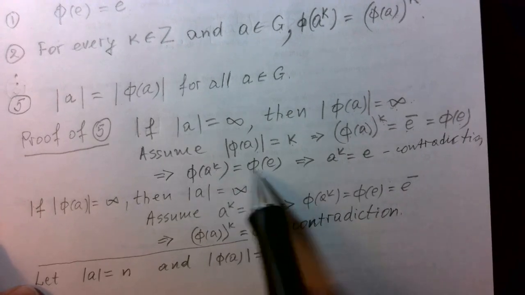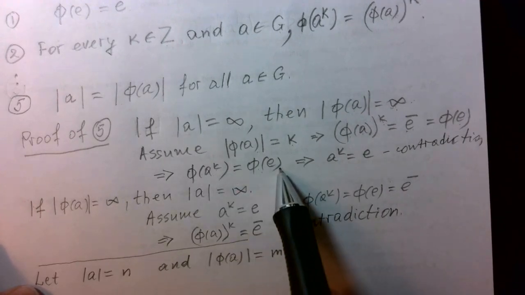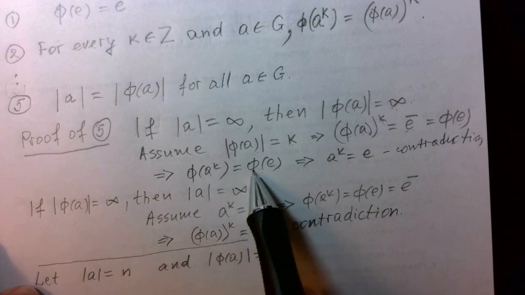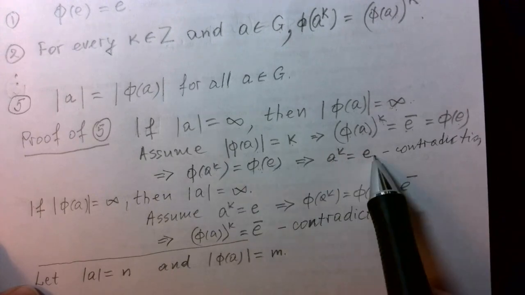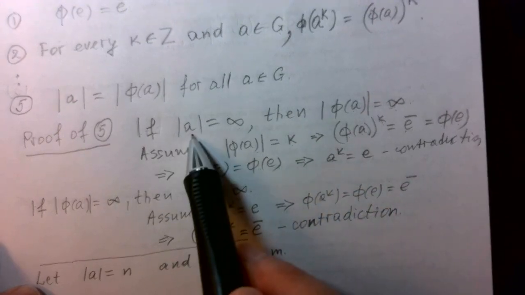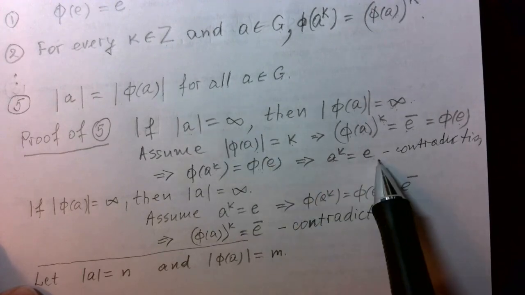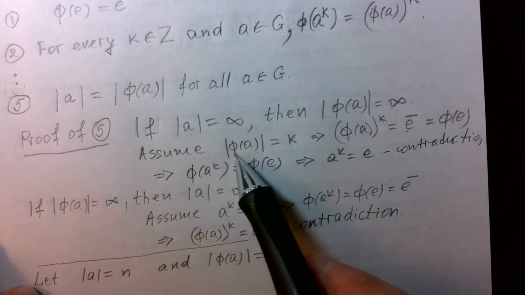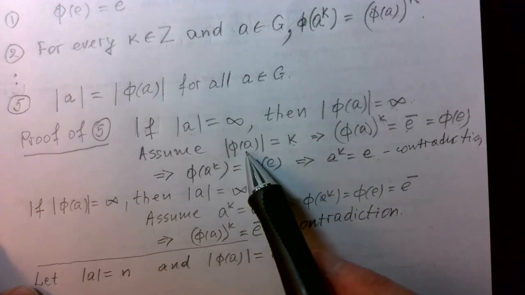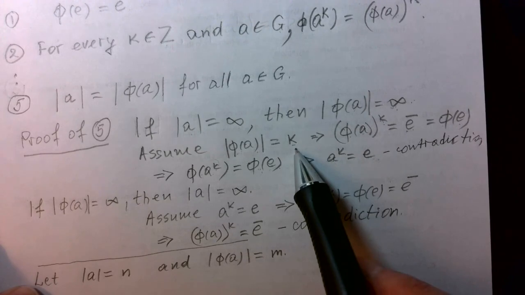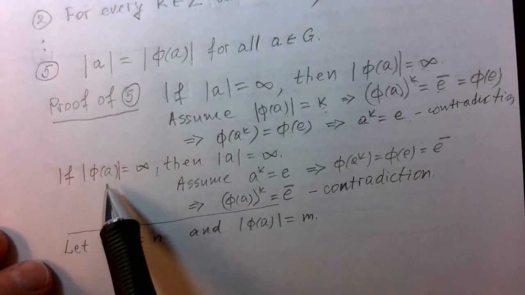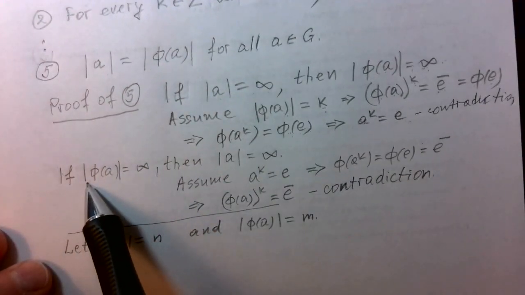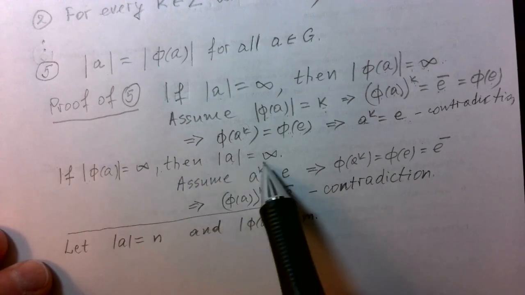But because the images of two elements are equal, and phi is 1 to 1 and onto, it follows that a to the k and e must be equal. But this is a contradiction, because the order of a is infinity and this cannot happen. So the assumption that we made, that the order of phi of a is finite, is wrong. We prove this. Now we prove the opposite.